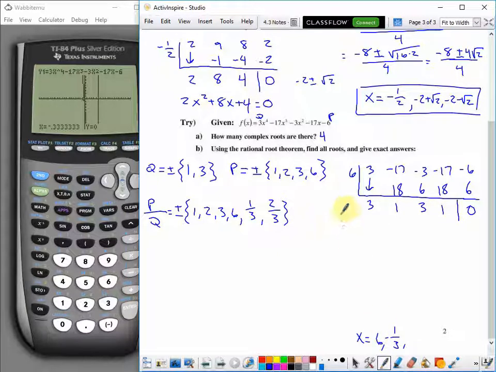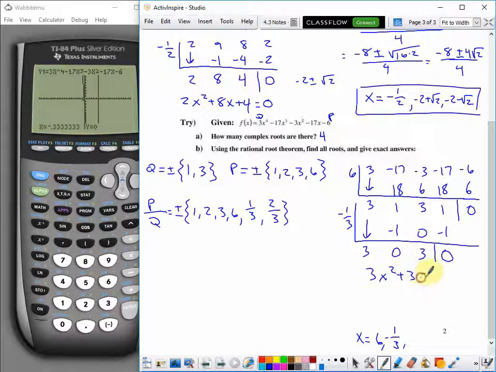This time I'm going to use the negative 1/3. Bring down the 3, and multiply, add, multiply, add, multiply, and add. I got a remainder of 0 again. That's a good thing. So I've got 3x squared plus 0x plus 3. And I'm going to set that equal to 0 and solve.